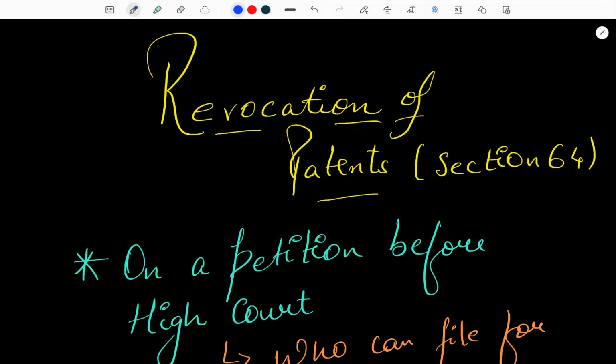So in today's session, let's talk about revocation of patents. Whenever we talk about revocation of patents, this has been talked about in section 64 of the Act. First and foremost, you need to understand that the grant of the patent does not warrant the validity of a patent. A patent can always be revoked, or it can always be cancelled on a petition before the High Court or any of the authorities provided by the Act, and during the lifetime of that patent, it can always come into the public domain.